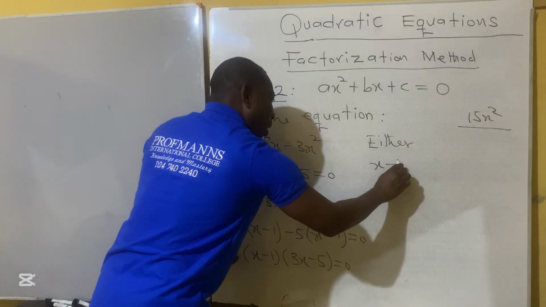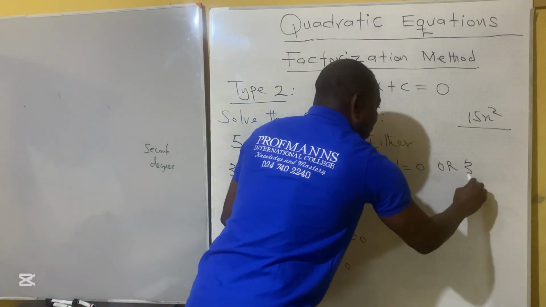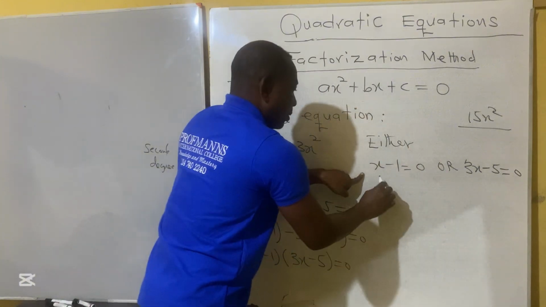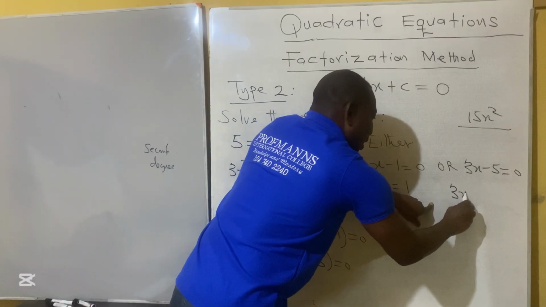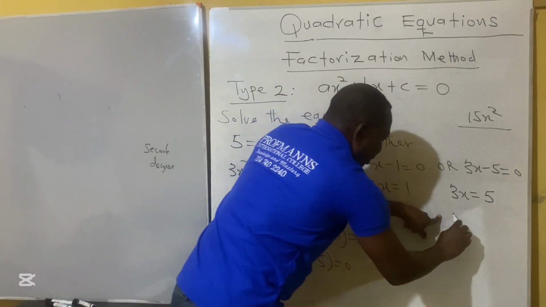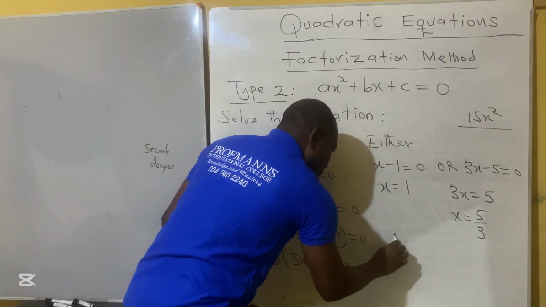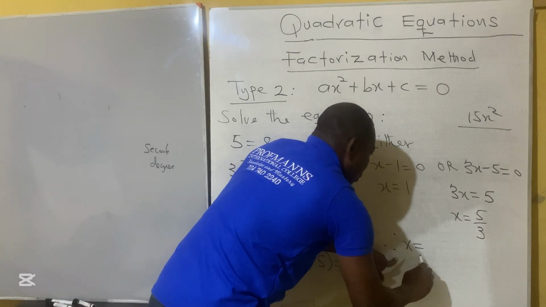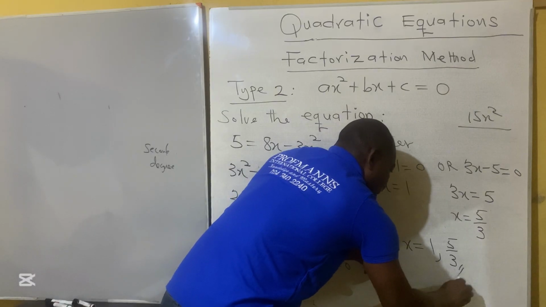So we say either x minus 1 is equal to 0, or 3x minus 5 is equal to 0. So we say x is equal to, this crosses 1. 3x is equal to, this crosses positive 5. We divide both sides by 3. x is equal to 5 on 3. Therefore, the roots of this quadratic equation are x is equal to 1, 5 over 3.